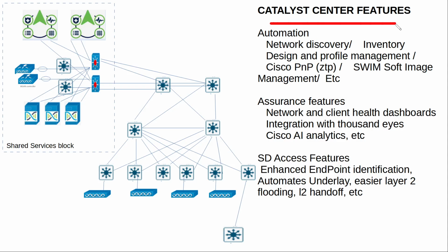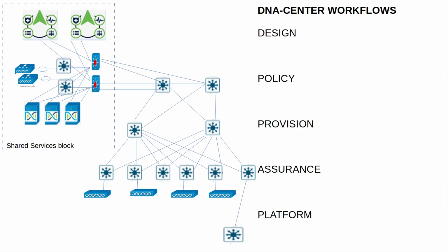Now, the Catalyst Center as a device has a lot of features. It has automation features, assurance features, SD access features. For instance, it can be the IOS image repository for your network. It can be your device that holds the inventory for your network. It can integrate with ThousandEyes. It can provide you with Cisco AI analytics. It is really good to make your life easier for Fabric networks with the SD access features. And you can configure that with some sort of wizards.